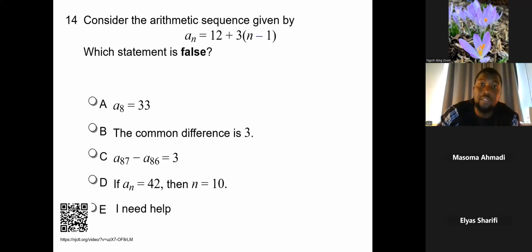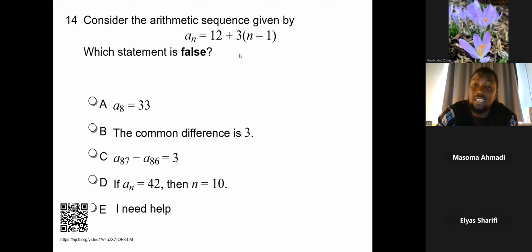So the common difference is 3. From the formula, you can see the common difference. It is always the number that multiplies the bracket. It can come before the bracket. It can also come after the bracket. So in this case, the common difference is 3. The formula, you can see it there.